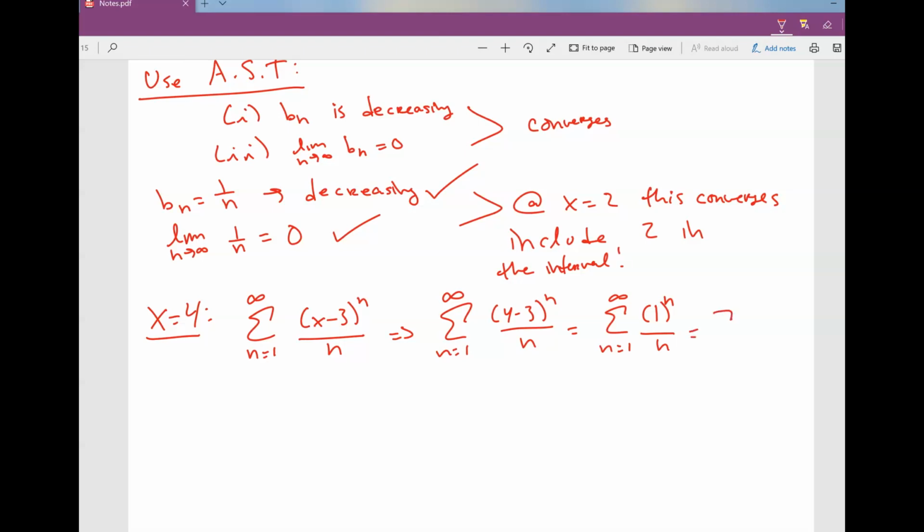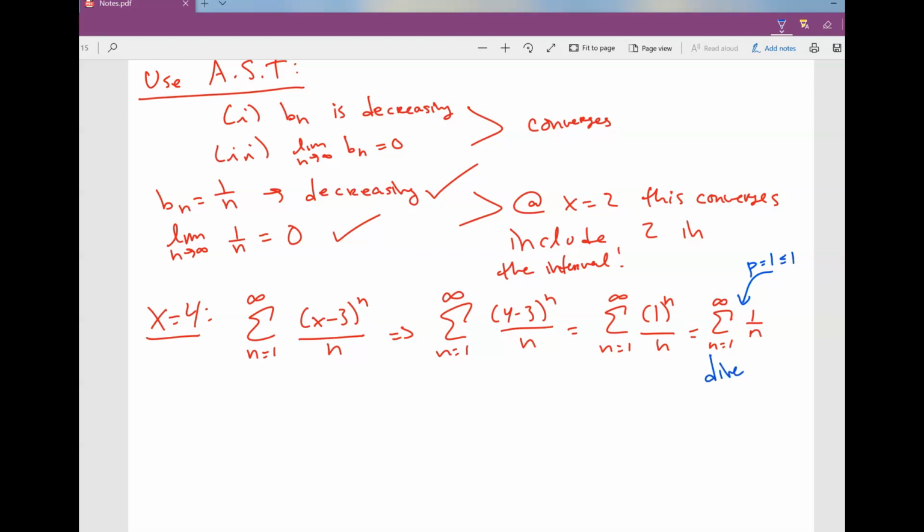That's always going to be equal to 1. You're left with 1 over n. This is a harmonic series or a p-series, right? So with a p-series, p is equal to 1. All p-series with p greater than 1 are going to converge, and if p is less than or equal to 1, they're going to diverge.